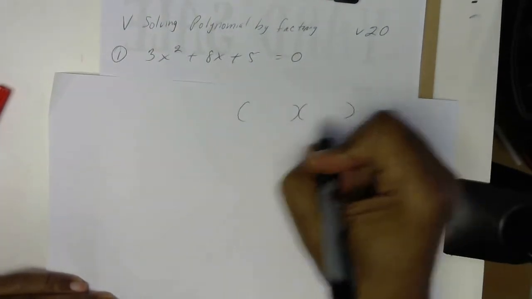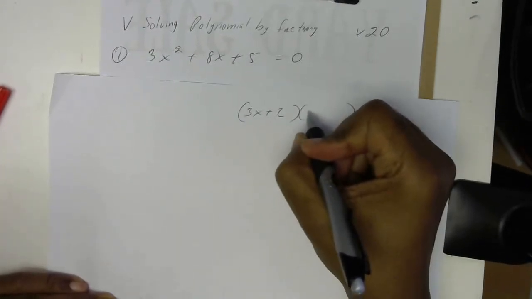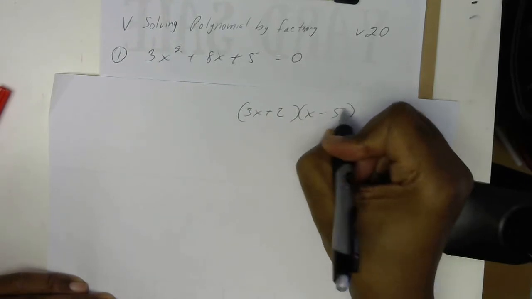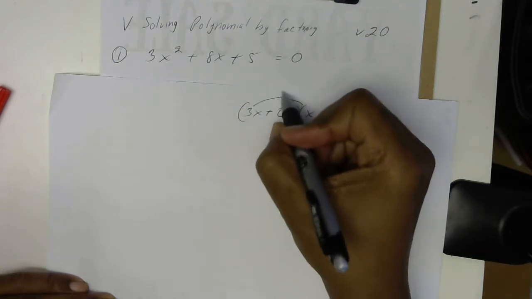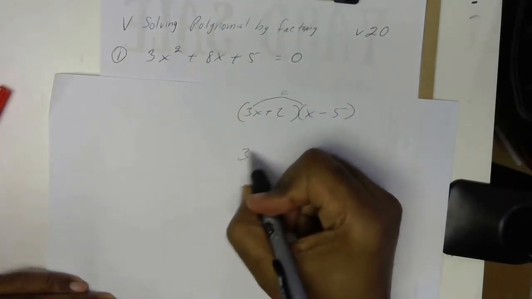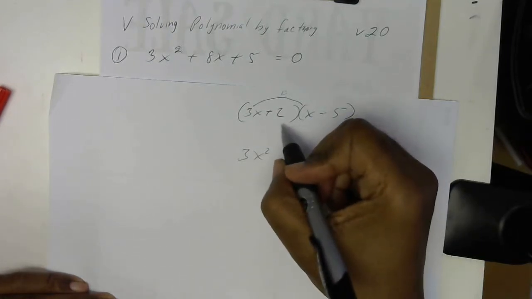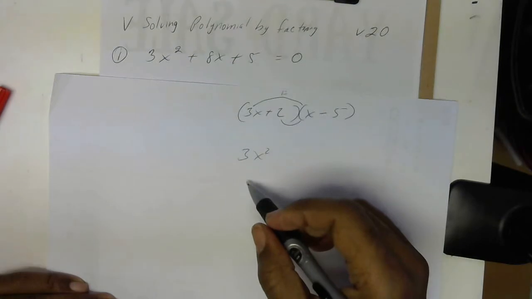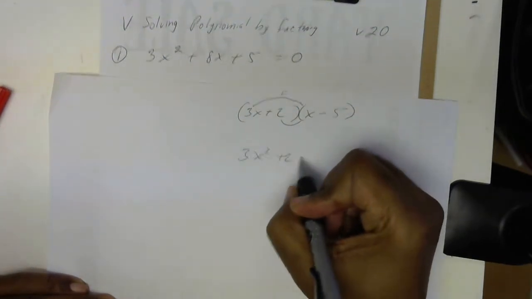If I have a binomial, let's say 3x plus 2 and x minus 5, when I multiply this, I multiply the first ones together. That'll give me 3x squared. I also multiply the 2 here in the middle, which gives me my plus 2x.